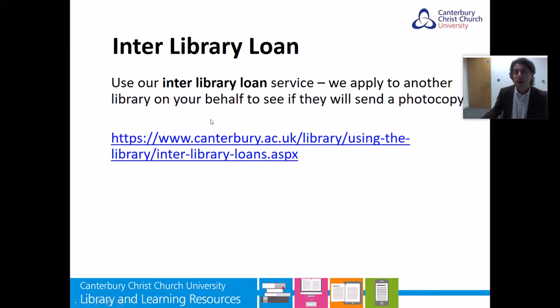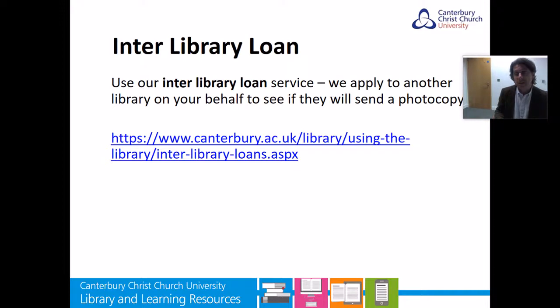So if you can't find an article because we don't have a subscription, then you can go to this link here, and you will see a page telling you how to make a request. Basically you fill out the form and then you send it to an email address. These are my colleagues. They try to get the article from somewhere else, usually from the British Library, and then they will send you the article as a PDF. So that's the interlibrary loan service you can use if you don't find the article.